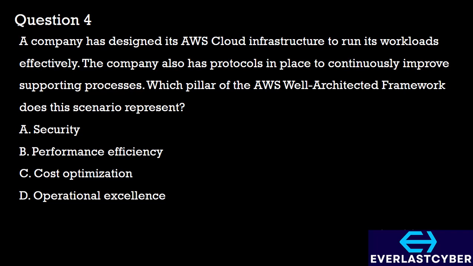Security focuses on protecting data, systems, and assets by implementing the appropriate security measures. But in the scenario we have here, it's all about improving processes and not security. Performance efficiency focuses on using IT and computing resources efficiently to meet system requirements, but it is not about the continuous improvement of processes. Cost optimization focuses on avoiding unnecessary costs, but the scenario we have here does not emphasize cost management.